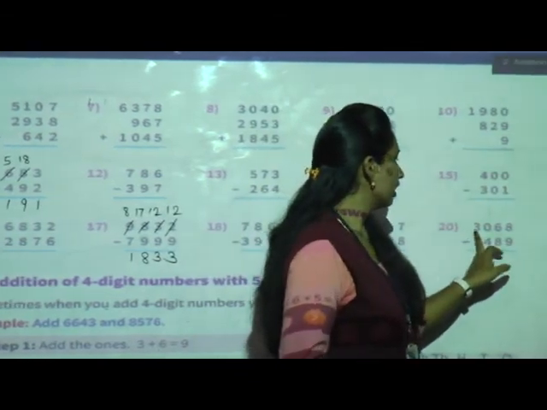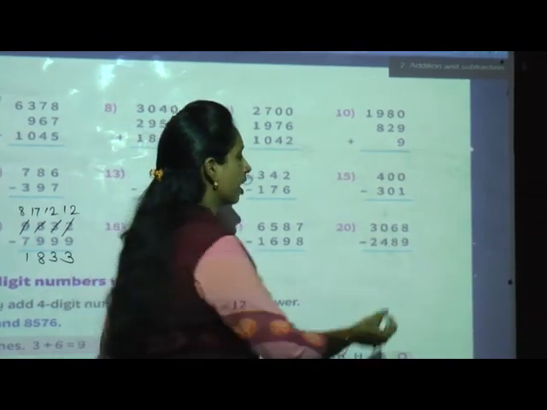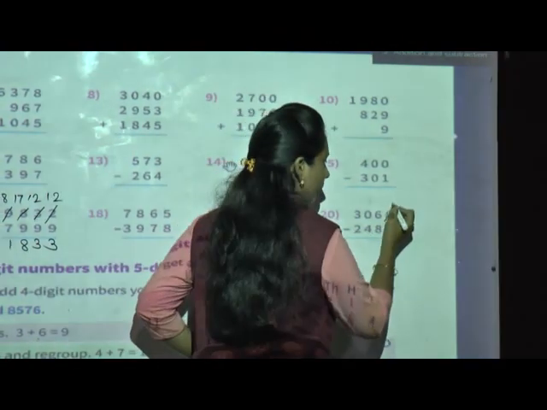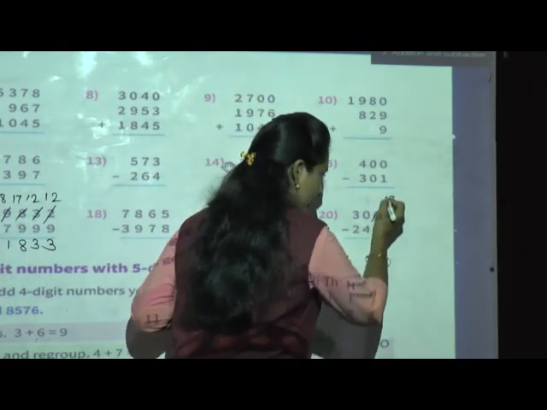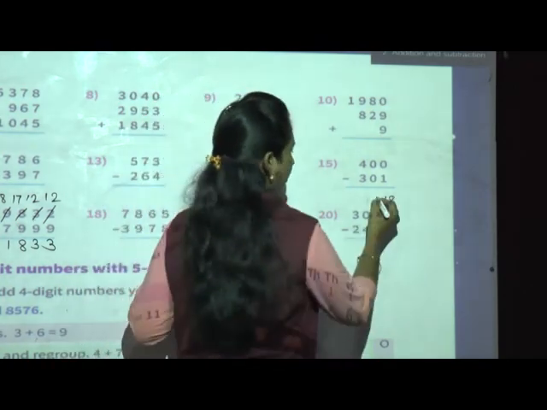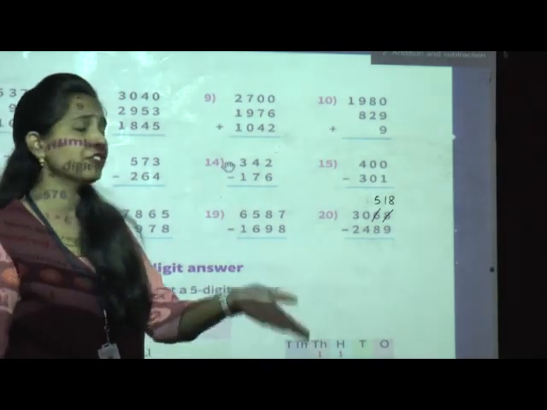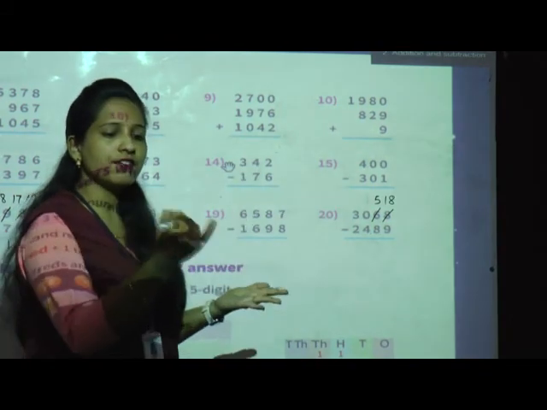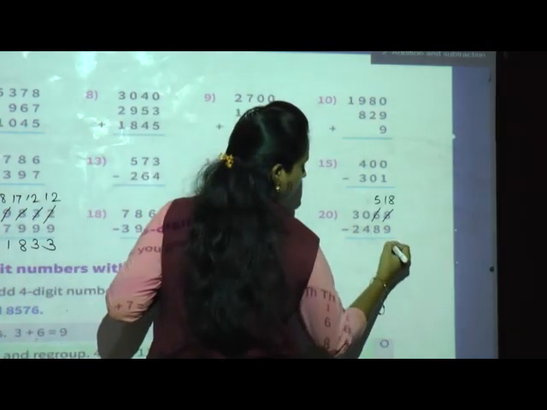Got it? One more example I'll solve for you, that is 20. Okay, see the question. 3068 minus 2489. Now 8 minus 9, can we? No, we cannot. So cut the 8, write as it is, and take 1, borrow from neighbor. Neighbor is having 6, he will give 1, 5 will remain with neighbor. So write 5. Now 18 minus 9, just count 9 after till 18 comes. 9 after 10, 11, 12, 13, 14, 15, 16, 17, 18. How many? 9. So write here 9.